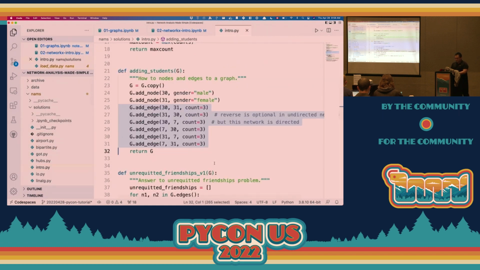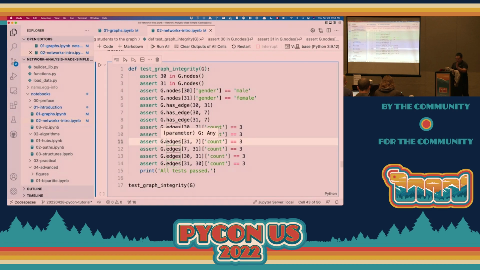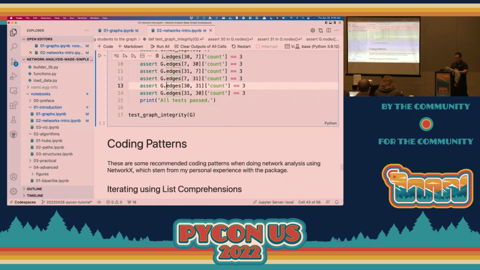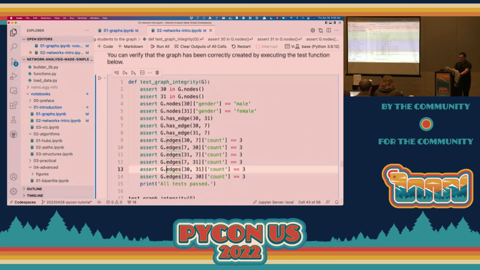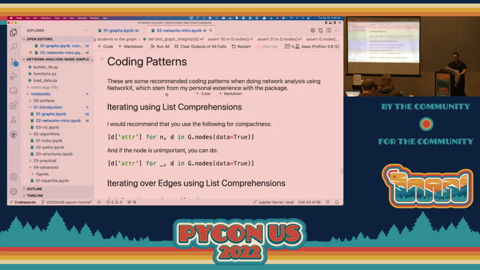Cool. So we're going to move on real quick. I have another test here, not so important. If you get the idea of data integrity tests, then write these for yourself all over the place. They're very, very handy. At the bottom are some coding patterns that we have over here.